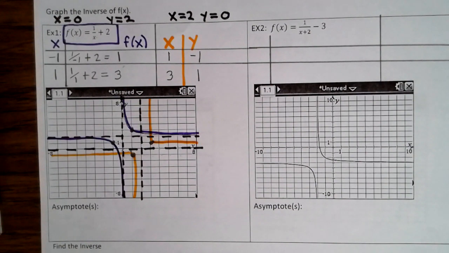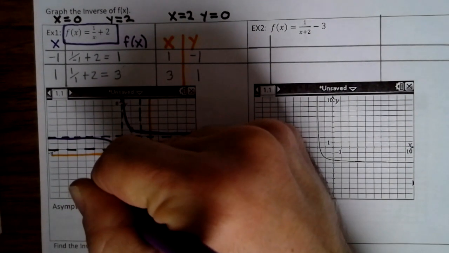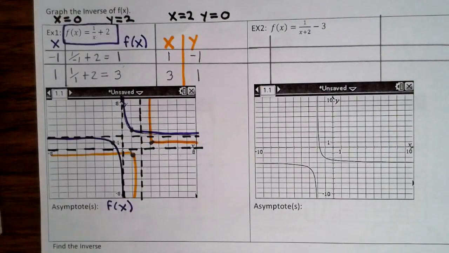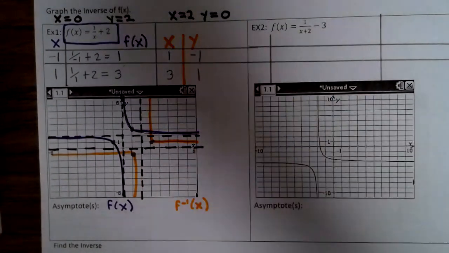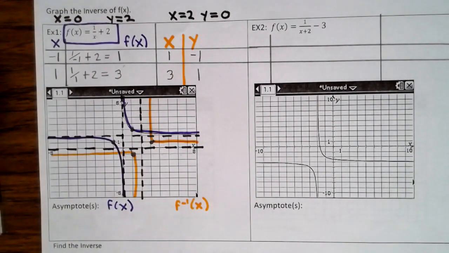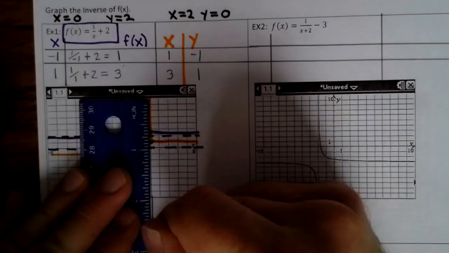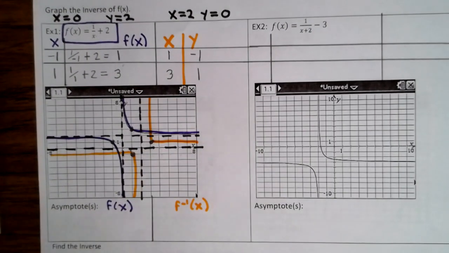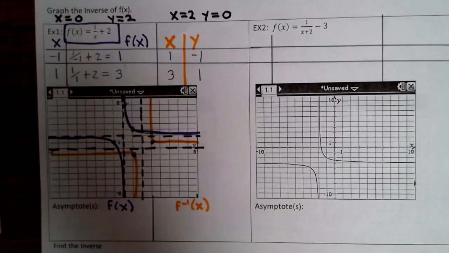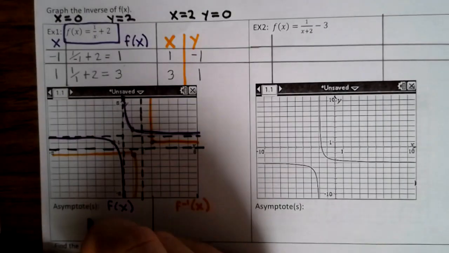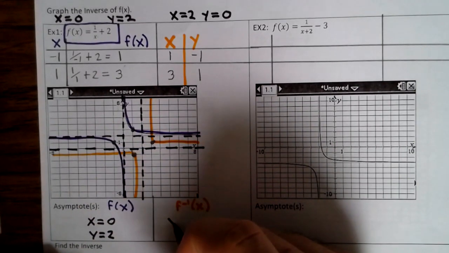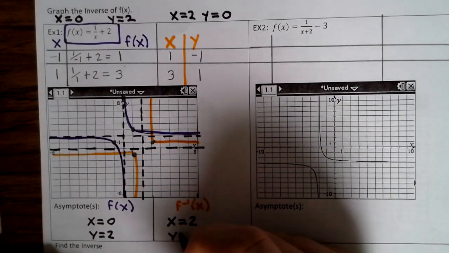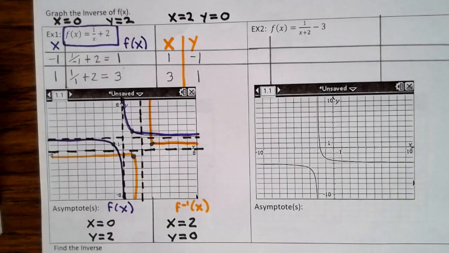So we already talked about asymptotes. So let's do it for f of x and for f inverse of x. So for f of x, your asymptotes were x equals 0 and y equals 2. And for the inverse, x equals 2, y equals 0. All right, so let's look at example 2.